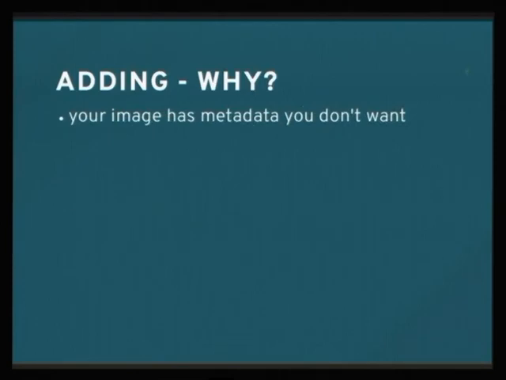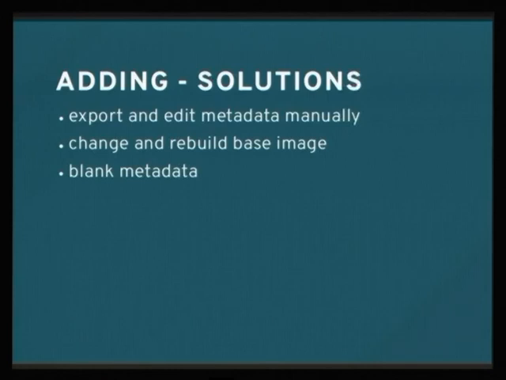So your image can contain some metadata you don't want, and there is no way you can remove it. Or is there? You can export the image, as I was showing you in the squashing part. You can export it, change the JSON manually, then import it again, and it won't be there. It's a solution, but it's a real hack.